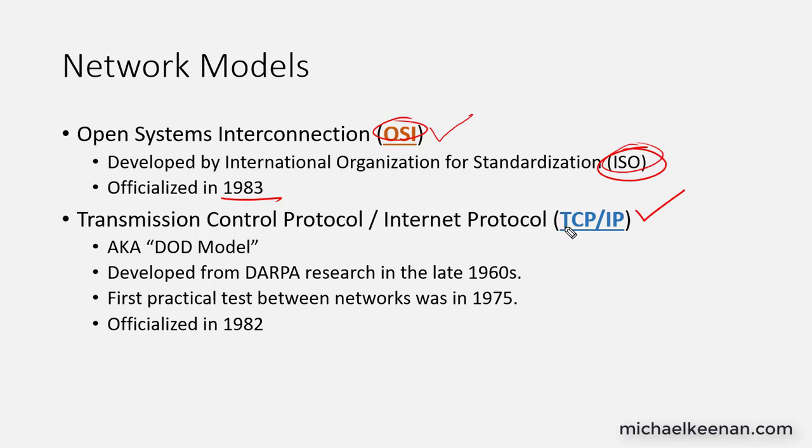The TCP/IP model was developed by the DoD. It was mostly by DARPA, by research from DARPA back in the late 1960s. The first practical test between networks using the TCP/IP model was back in 1975, and it was officialized in 1982.